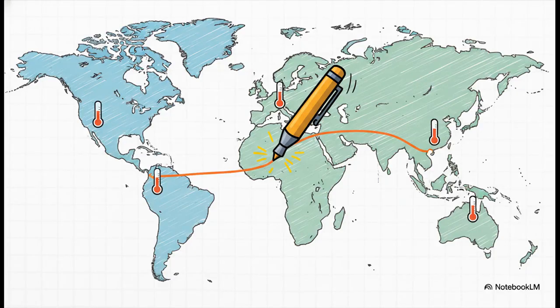But you know what? Forget the textbook definition for a moment. Just imagine you have this magic pen. And as you drag it across a map of the world, it automatically connects every single spot that's, let's say, 10 degrees Celsius. That line your magic pen just drew, that's your isotherm.